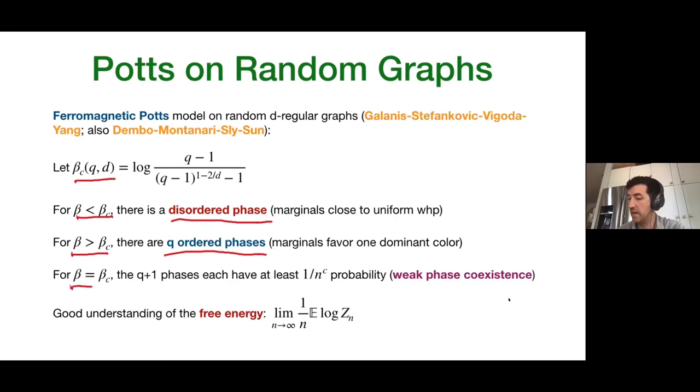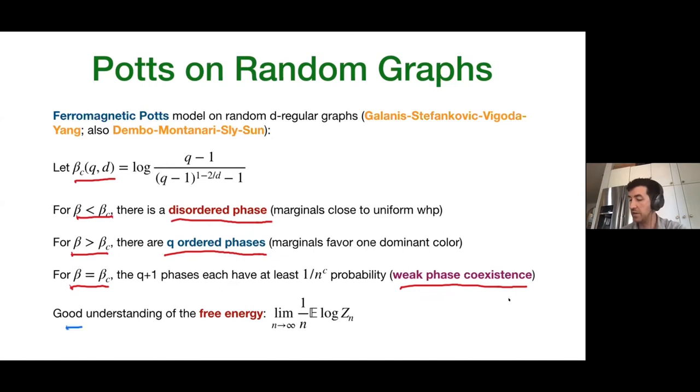And then at the critical beta, Galanis, Štefankovič, Vigoda, and Yang were able to prove some form of weak phase coexistence. They showed that each of the Q plus one phases, the disordered phase plus the Q ordered phases, has at least some inverse polynomial probability. Basically, behind these results, the techniques are the second moment method and some variants of the cavity method.